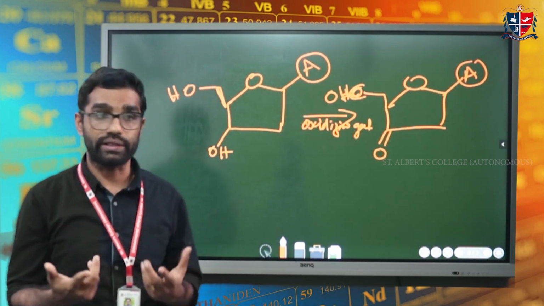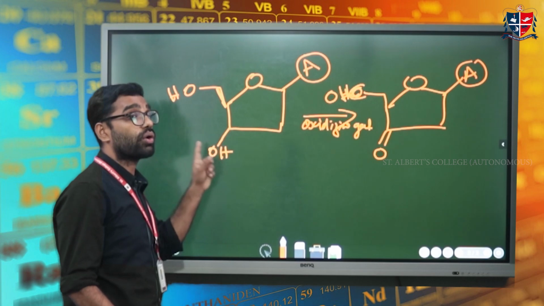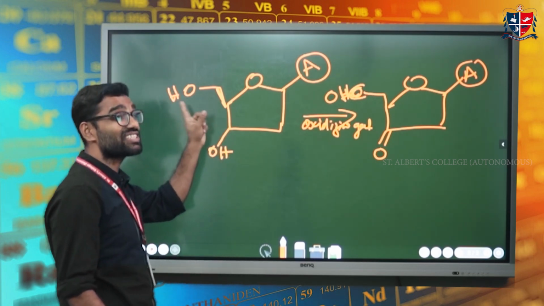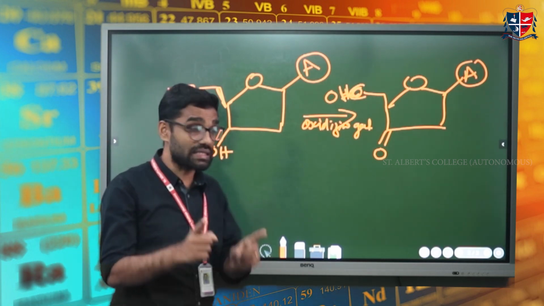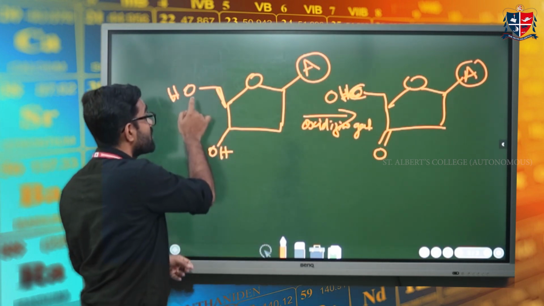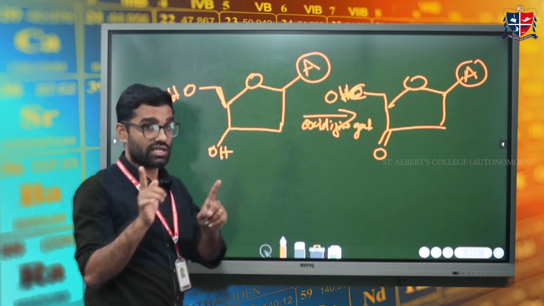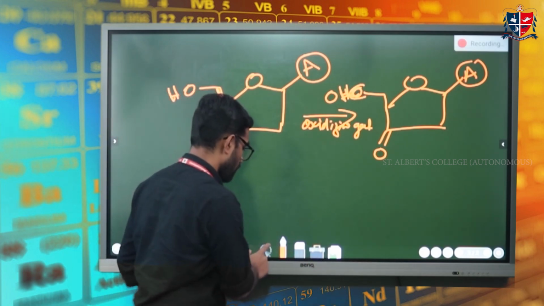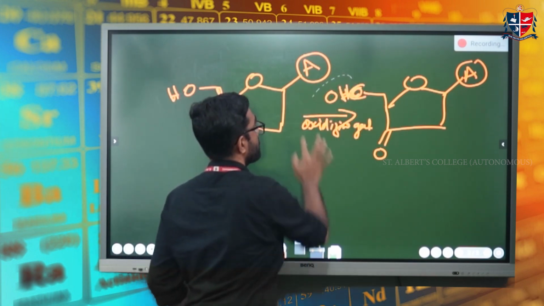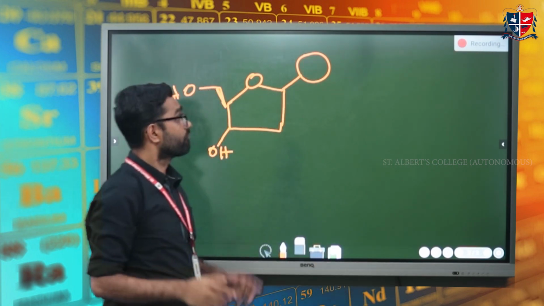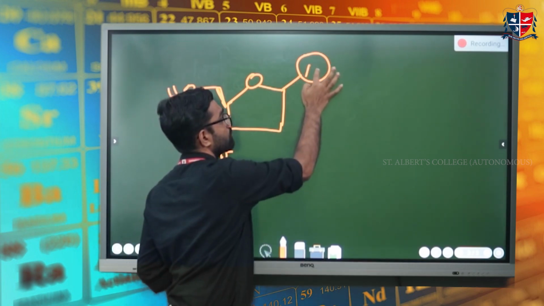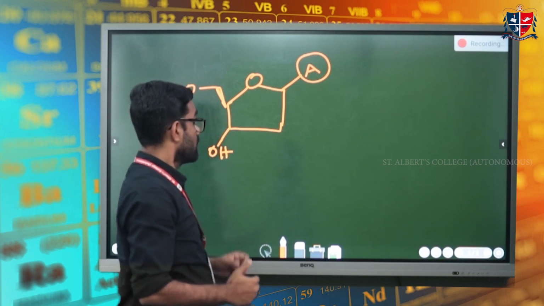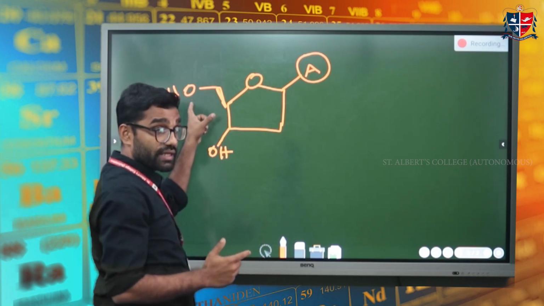So in order to oxidize only this OH group, what I have to do is first protect this OH group. Protect means I have to selectively protect this primary alcohol, not this secondary alcohol. That is the thing I have to do. This stands for adenine. So this is deoxyadenosine. For that we have to protect this primary alcohol.